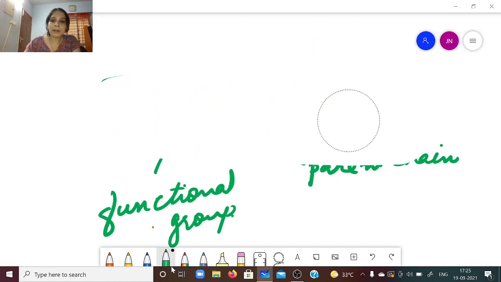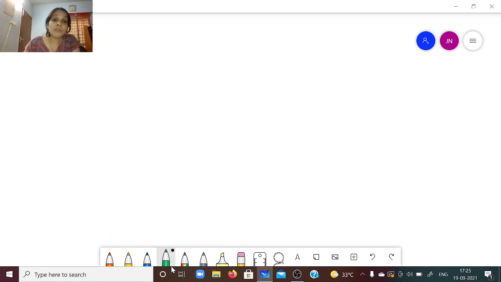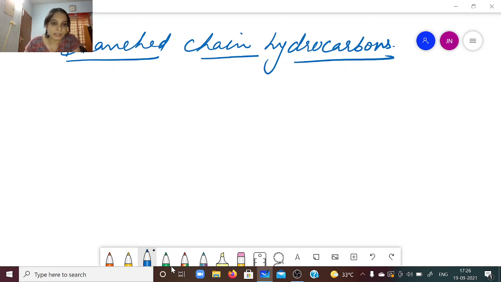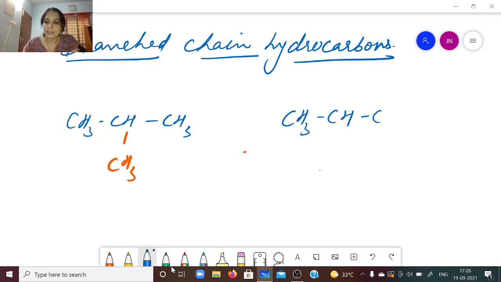Fine. Now we will see how we are going to name some branched compounds. Branched chain hydrocarbons. Some examples I will show you. I'm not talking about the functional group at all, only branches. So this can be one example, CH, CH3, and a branch, CH3. Now another example: CH3, CH, CH3, CH2, CH, CH3, and this CH has branches.